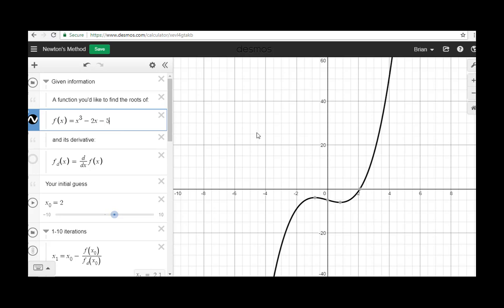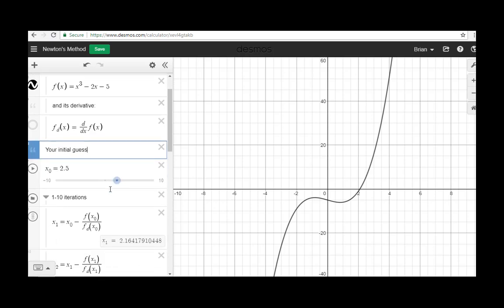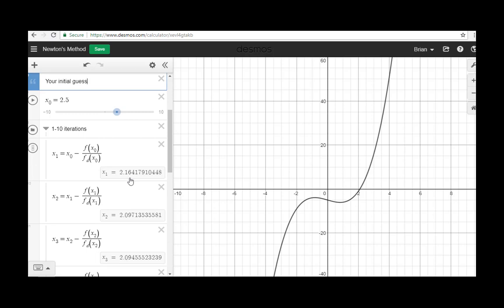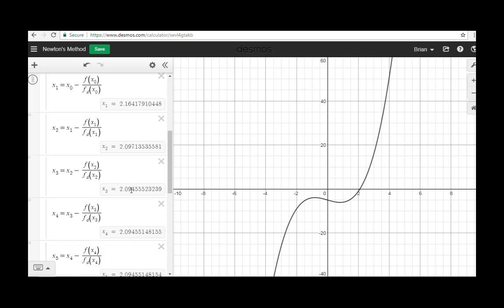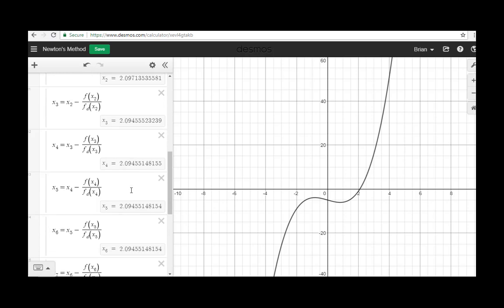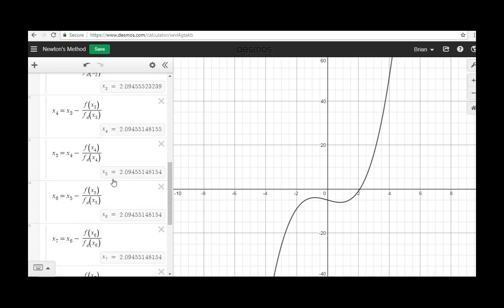I just want to talk to you conceptually for a moment here about the guesses that we make. Now, on this example, we guessed x equals 2, and we got to our 0 pretty quickly. What if we picked a different guess? What if I picked 2.5? What would that look like? Now, if we look at the first iteration, we end up getting 2.16, 2.09, 2.09455, 2.094551485. So it takes us out to the fifth iteration to get that same value as well.